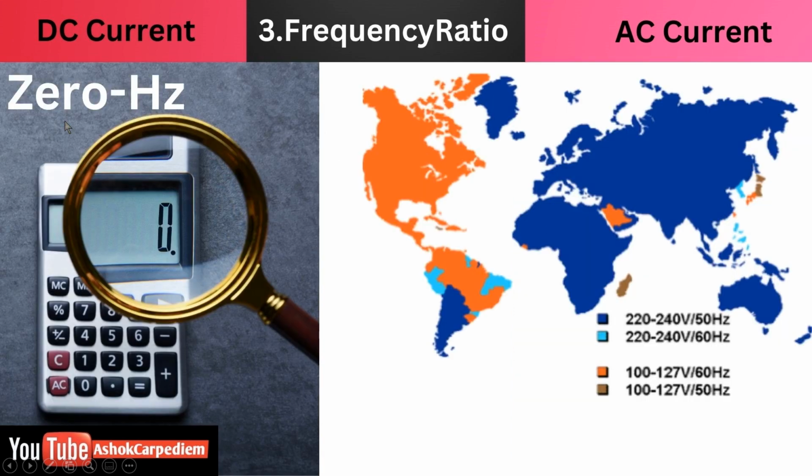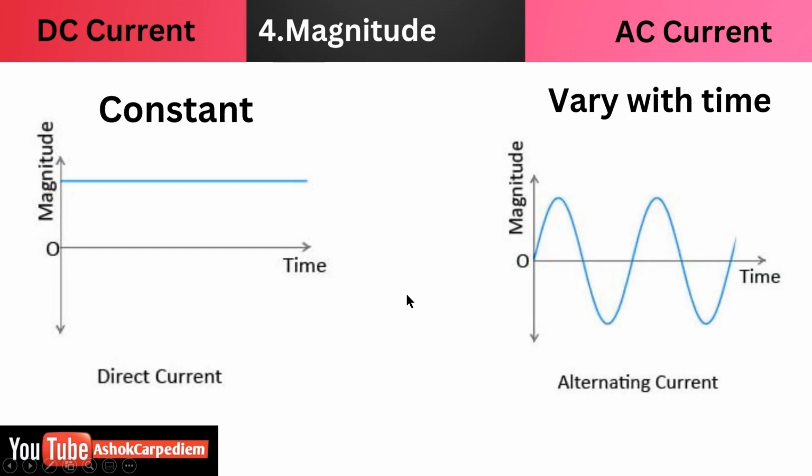Third, frequency ratio. DC current will always be around 0 hertz, because there is no variation in the current. If you see the AC current, have you seen this graph? Here I have marked different colors, meaning different territories and countries use different frequencies. Our India is blue. Almost all of Asia uses about 220 to 240 volts. Northern and some European and Australian countries use only 100 to 120 volts. This is the frequency ratio.